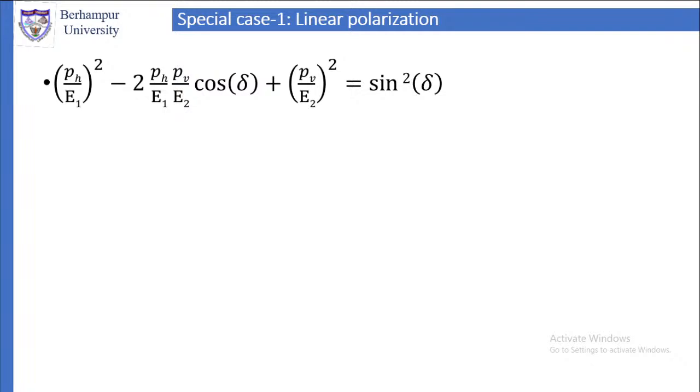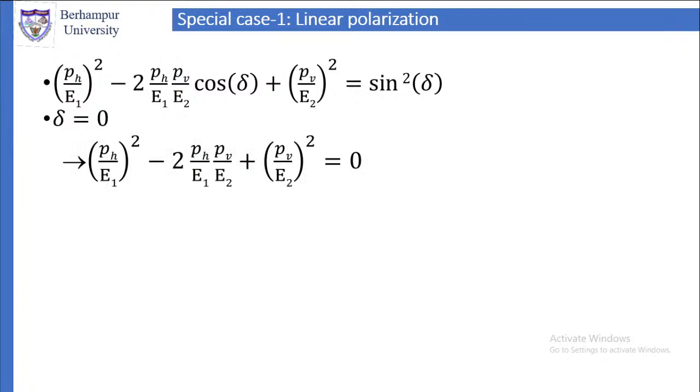We will consider a special case. The first special case is the case of linear polarization. For this, let us take delta equal to 0, which means the phase difference between the vertical component and horizontal component of the electric field is equal to 0, or the vertical component and the horizontal component of the electric field are in phase. So delta equal to 0 implies sine delta is equal to 0, so sine^2 delta is equal to 0. So the right hand side becomes 0. Cos delta is equal to 1.